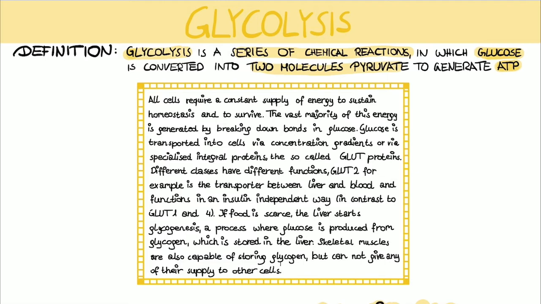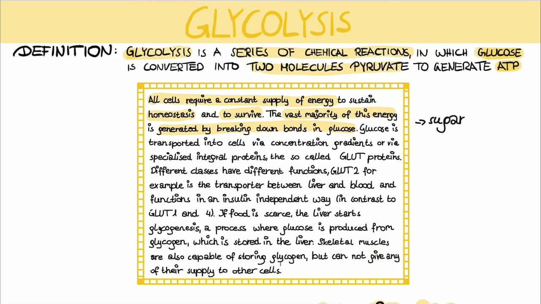The reason for this is quite simple. All cells require a constant supply of energy to sustain not only their homeostasis, but, it's important to survive. And a huge amount of the energy that is needed is generated by breaking down bonds in a chemical component called glucose. You may know it as sugar.